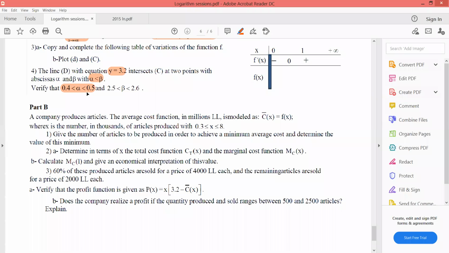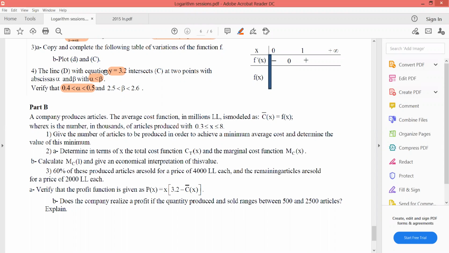We found f of 0.4 and f of 0.5. But if I find f of 0.4 or f of 0.5, what will I get? One gives positive and one gives negative. We want to find a unique solution alpha.